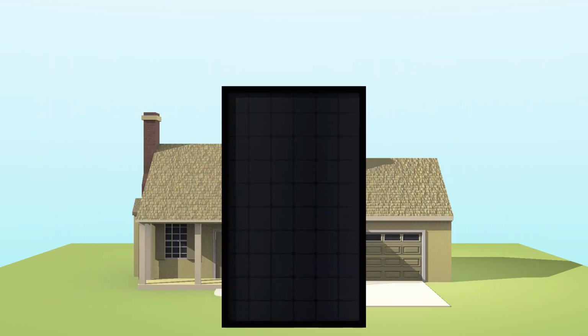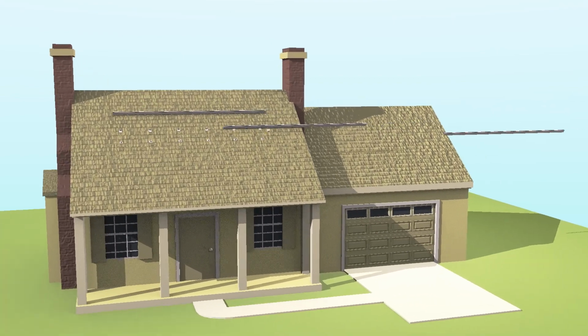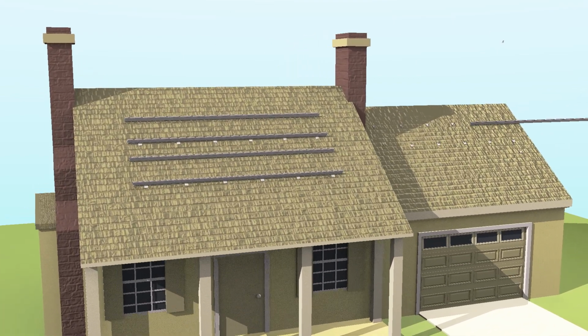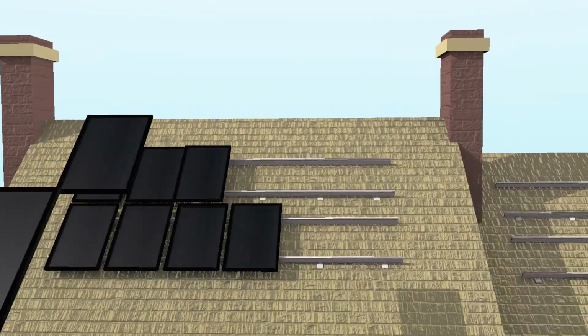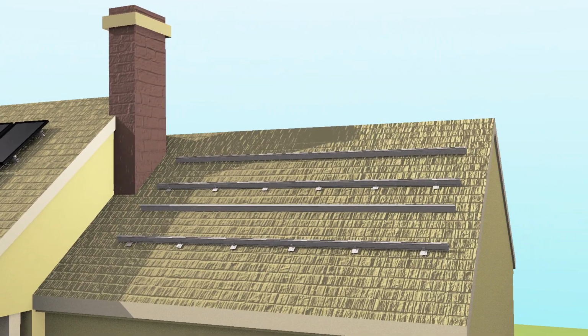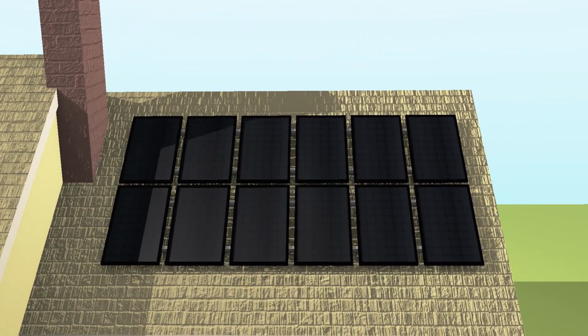The next component is racking. Racking is used to attach modules to the roof, usually a southern-facing roof, to catch the most sunlight throughout the year. The electrical current generated by a solar module is direct current, the same current produced by car batteries.